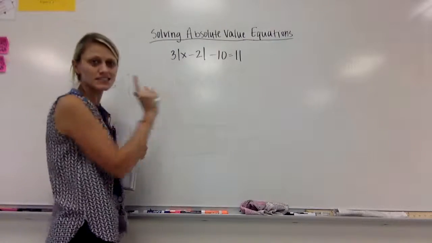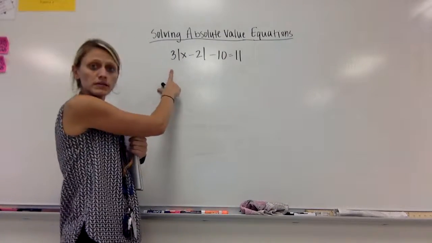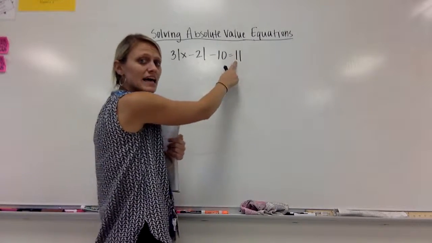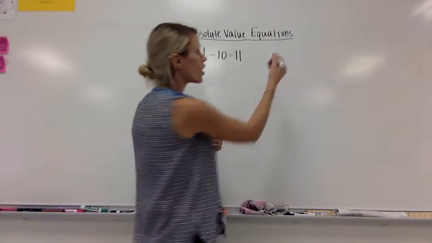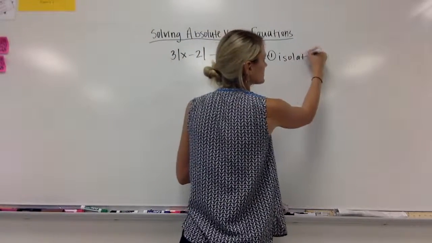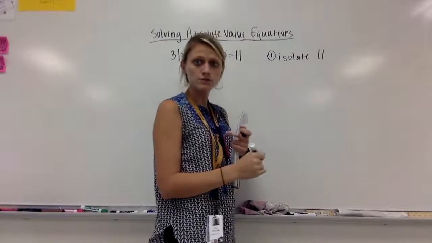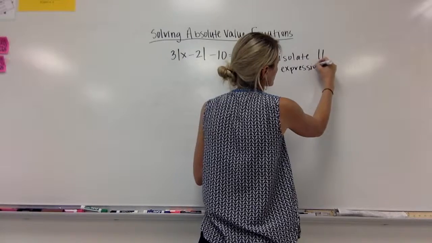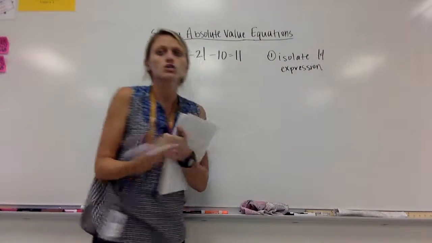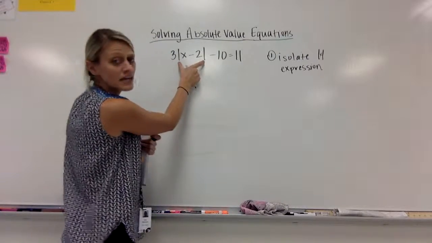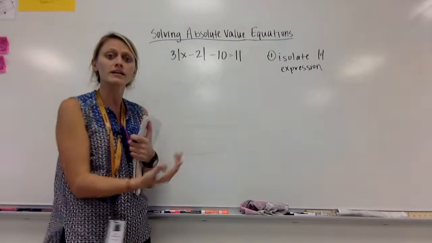So in this case, this is example 1. We've got 3 times the absolute value of x minus 2, minus 10, equals 11. Our first step is going to be to isolate the absolute value expression. Okay? So what you're basically doing is just isolating the absolute value expression. So we want this absolute value of x minus 2 by itself.